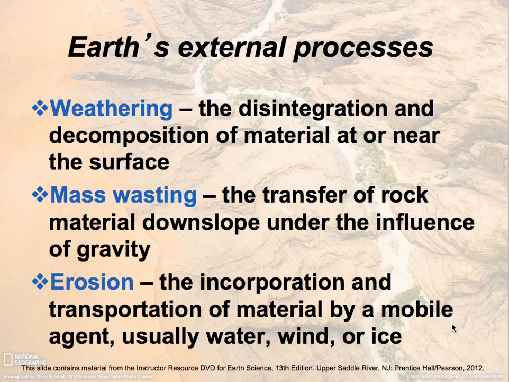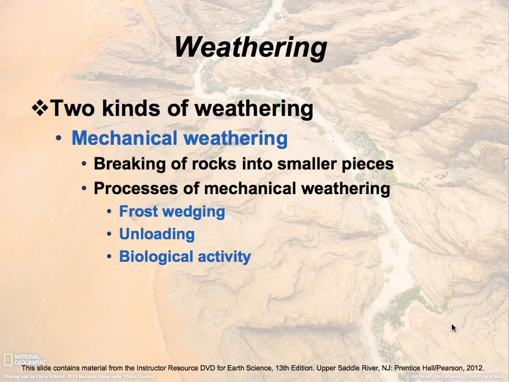When a rock is maintained in its primary physical state, that is, if it remains as an intact unit of material, it's not going to be able to move due to gravity, so mass wasting won't occur, and it won't be able to be moved by agents of transportation: water, wind, or ice. So only when weathering occurs can mass wasting and erosion then subsequently follow.